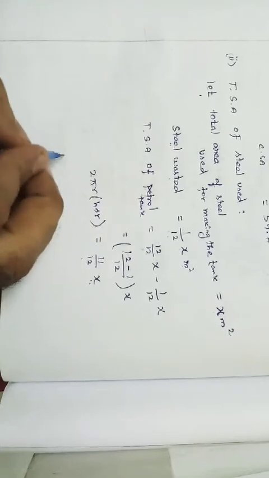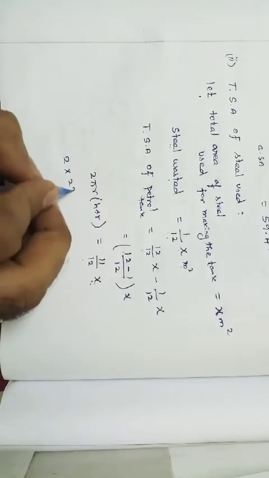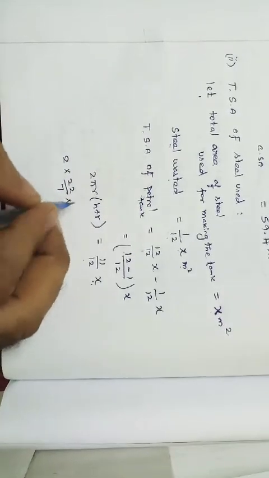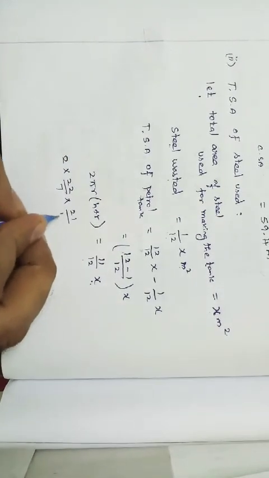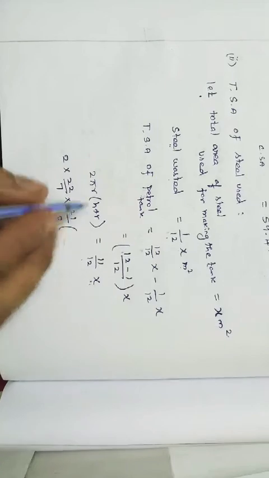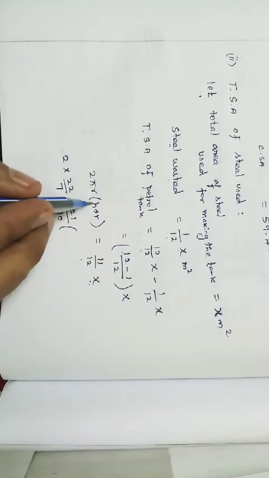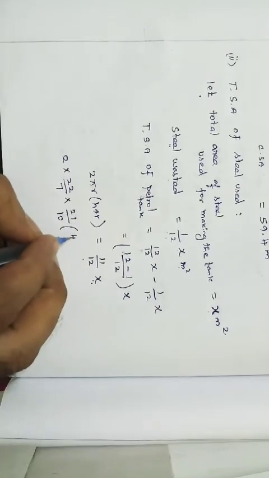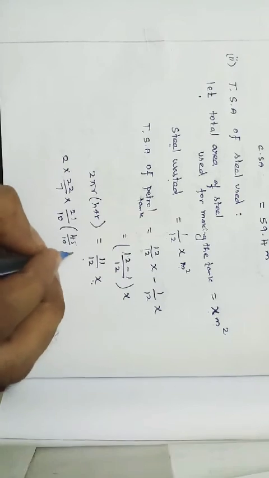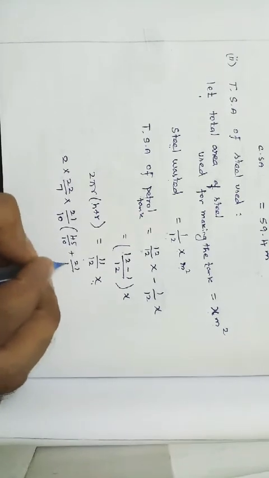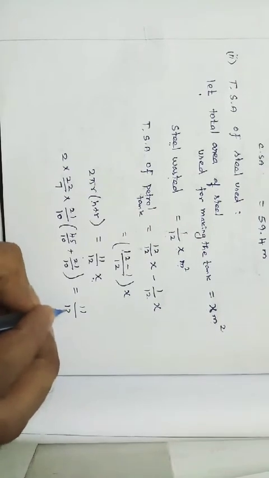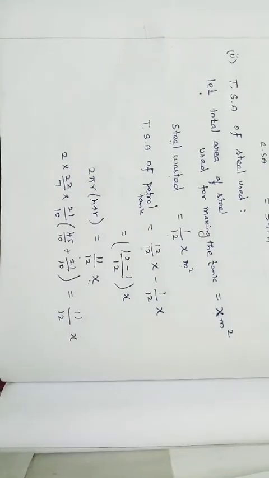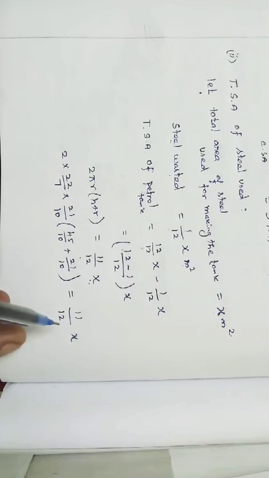Substitute the values. 2 into 22 by 7 into, what is the value of R? 21 by 10. 21 divided by 10 into H plus R. What is the value of H? 45 divided by 10 plus 21 divided by 10. Close the bracket, is equal to 11 by 12 of X. First simplify the LHS, right?